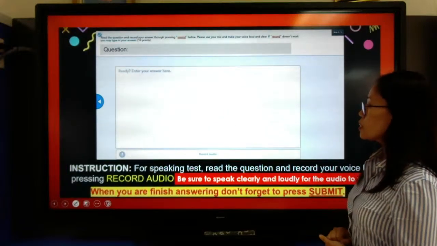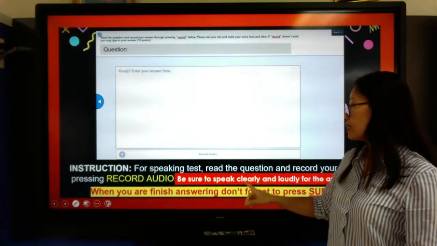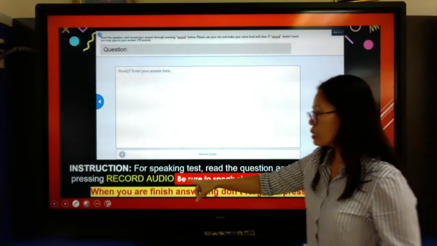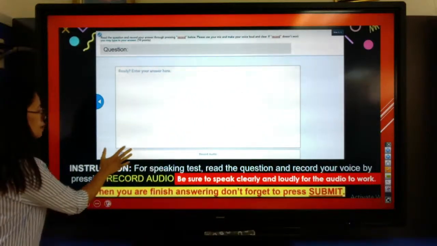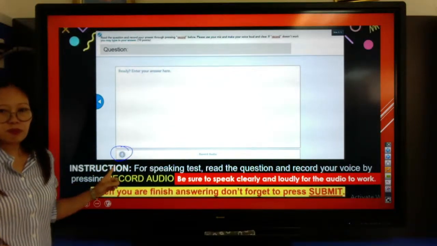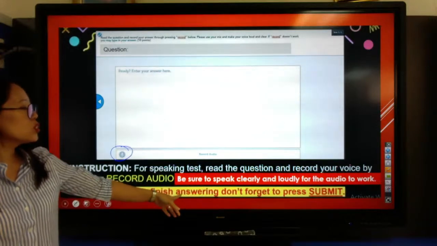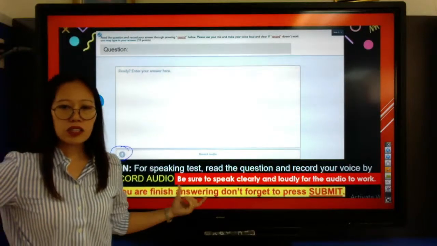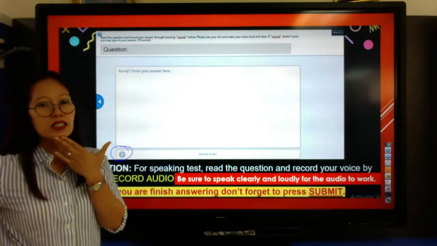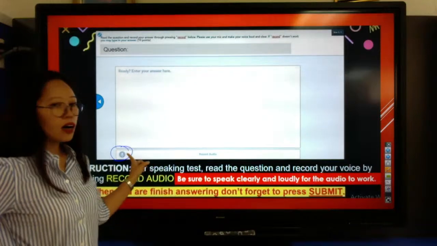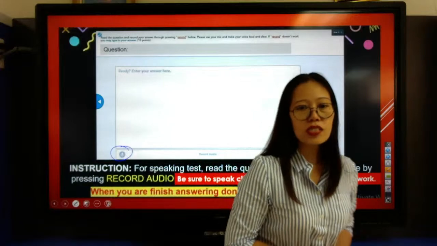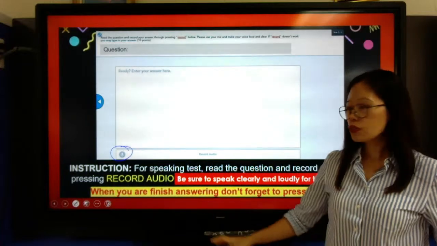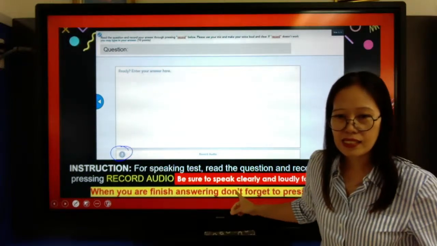Next, for the speaking test, this is very important. For the speaking test, read the question and record your voice by pressing the record audio. You can see here, you have to press this thing here. Then record your answer. Be sure to speak clearly and loudly for the audio to work. If you speak softly or not clearly, the audio may not pick up your voice. So be sure to speak clearly and loudly if you do the speaking test.